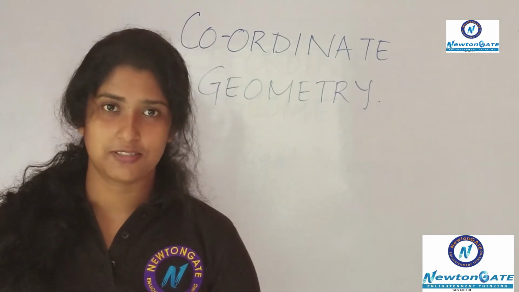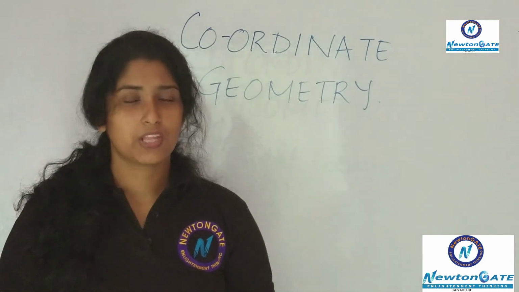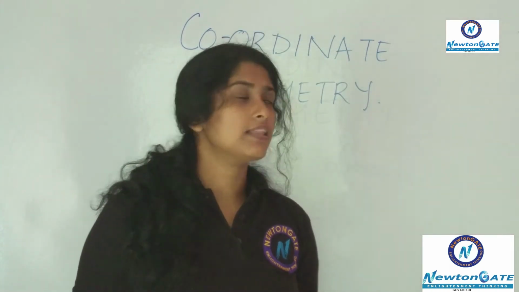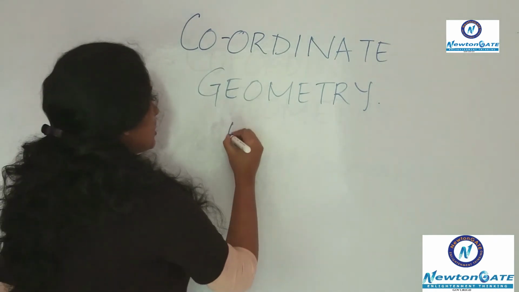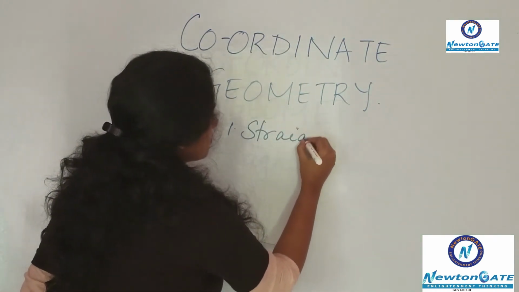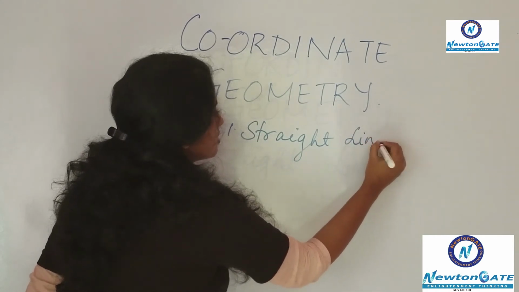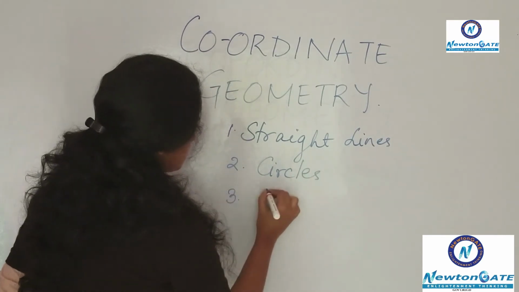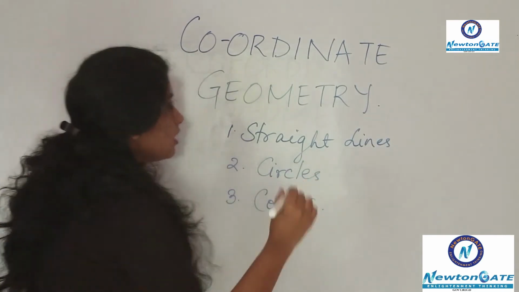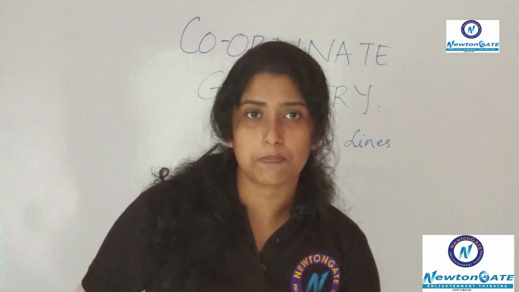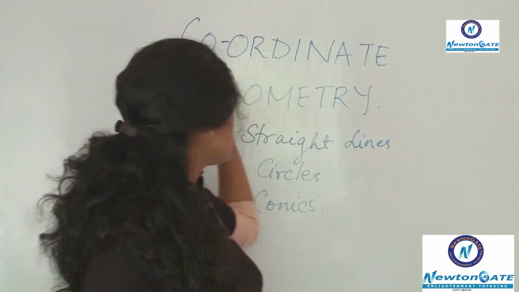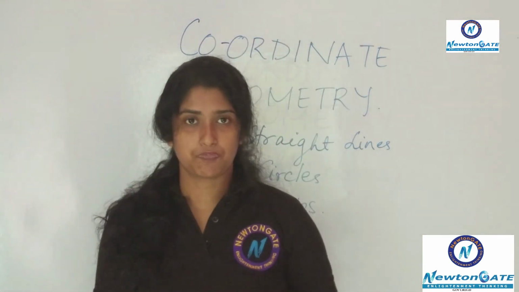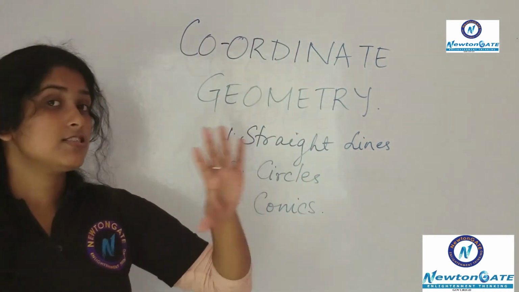From the video's topic you must have known what we are going to discuss. Yes, it's coordinate geometry. This topic is very important for your JEE Mains. The topics included here are straight lines, circles, and conics. If you have gone through the past papers of JEE, you must have seen that this coordinate geometry unit consists of almost 10 to 15% of the weightage. So this topic is very important.